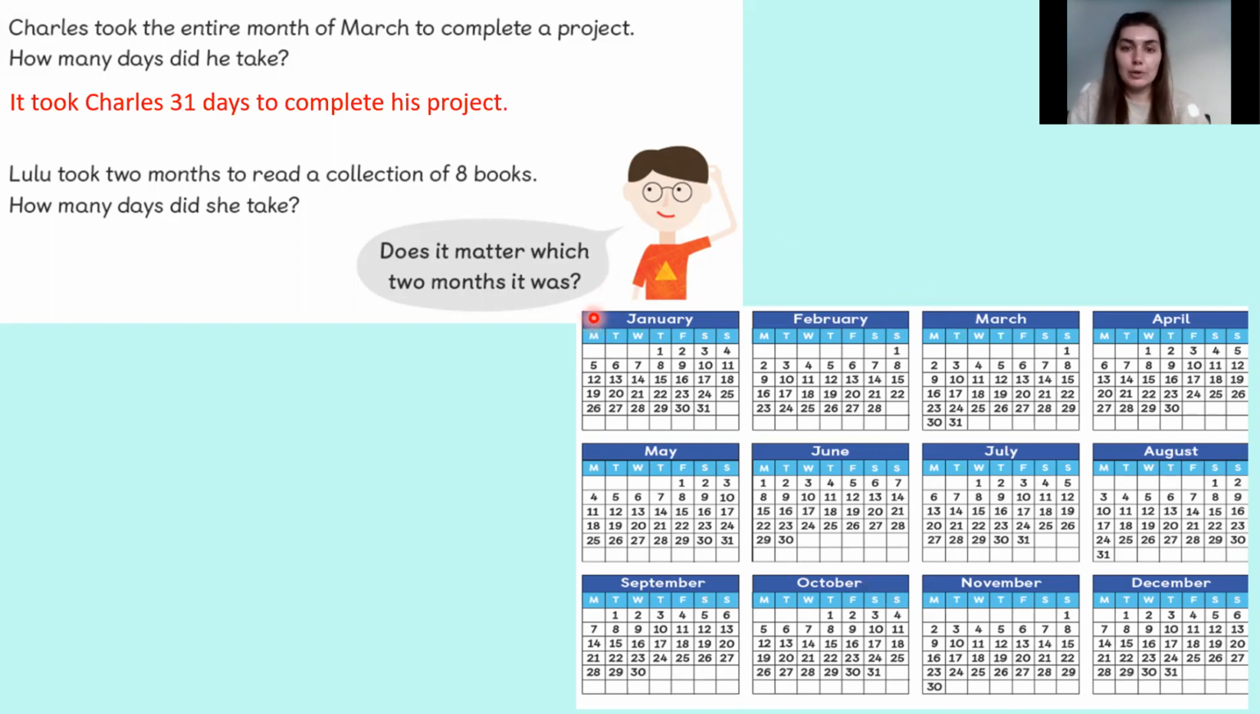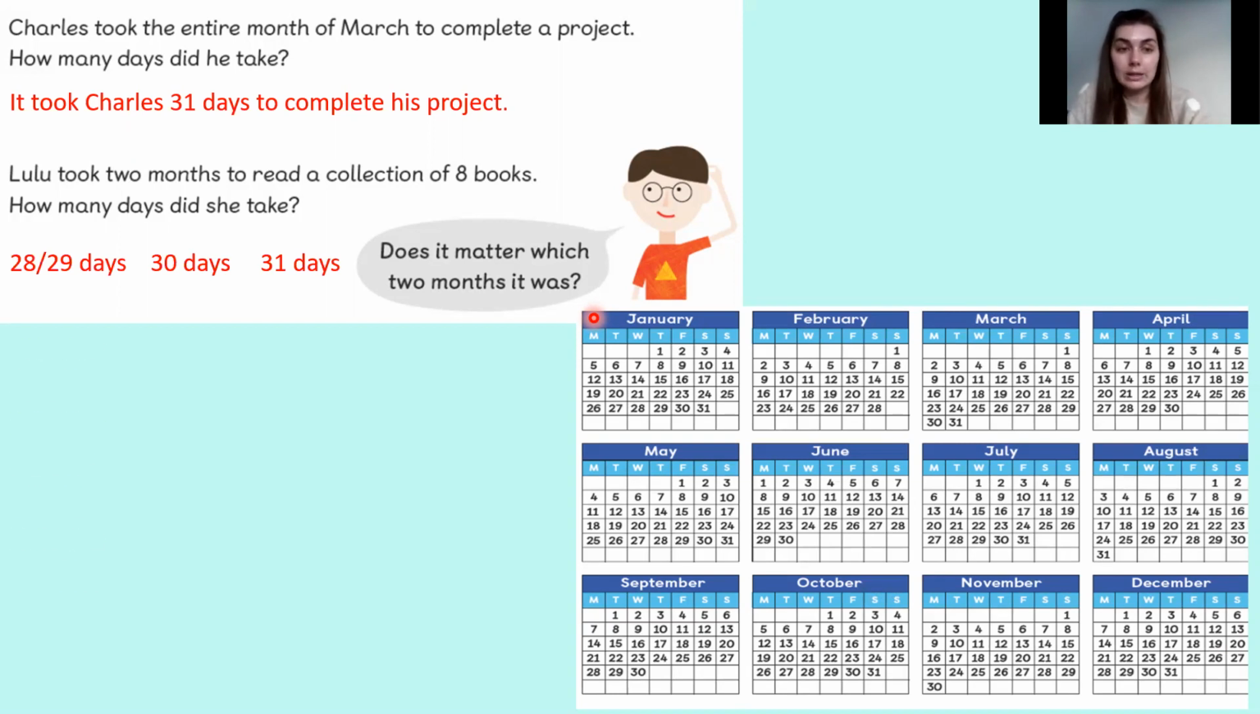So what I would do is, first of all, I need to think about how many days there can be in each month. And we know that there can either be 28 or 29, 30 or 31 days, depending on what month it is. So then I would work out all the possible combinations of the 2 months that she might have read the books in.